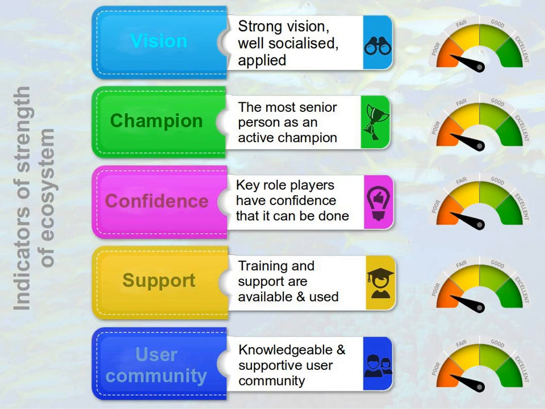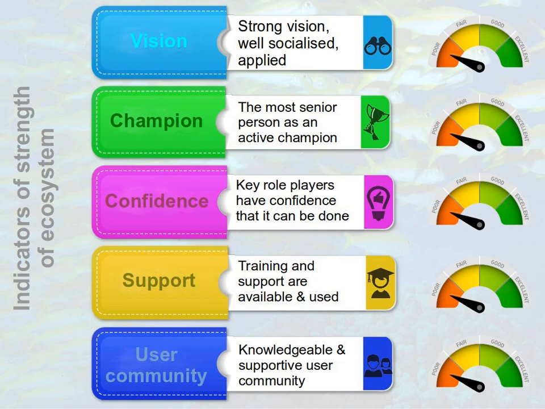Is there a champion? Is there a senior person who has got power within the organization and acts as a champion? If yes, then you can say we're doing well. If not, we're doing poorly. In South Africa, we have no champion in government at the moment. Confidence. Do the key role players have confidence that it can be done? What has the organization done to build confidence within itself? Unfortunately, in the South African government, in terms of the FOSS policy, we're doing very poorly there.